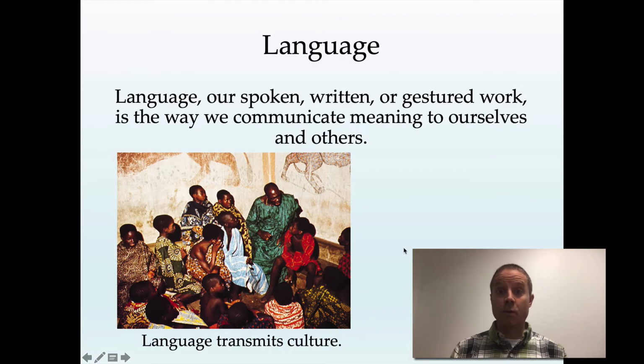We'll start by just talking about what is language. Language is our spoken, written, or gestured words. Gestured meaning like sign language. It's the way we communicate meaning to ourselves and to others. So that's what language is.